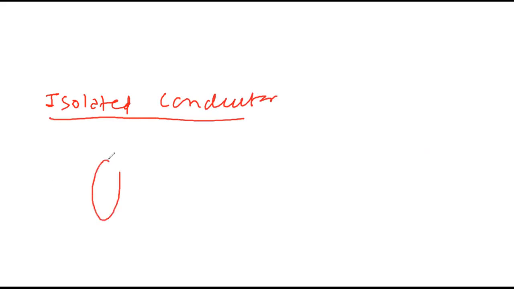What is the meaning of the term isolated? Isolated means alone, without any connection. So if it is an isolated conductor, this is one conductor. Isolated means I have not connected it to a battery. That means it will have a large number of free electrons.